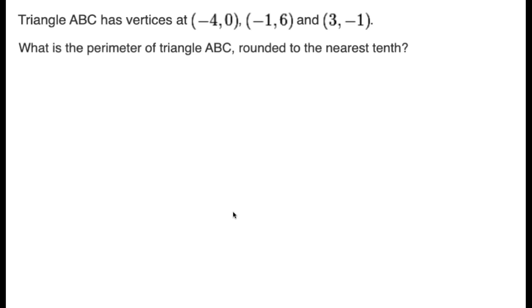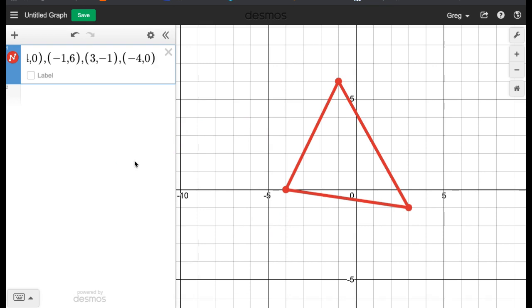So my first thought, whenever I see coordinates, type them into Desmos. So I've already done that. Here is what that triangle would look like. Now Desmos actually isn't going to help us a whole lot here because I need to find the length of all three sides of this triangle. Remember, perimeter is the distance all the way around the figure, so it's all of the sides added together. So I can't just count the distances here. These are all slanted distances, so I'm going to need to use the distance formula for all of these.